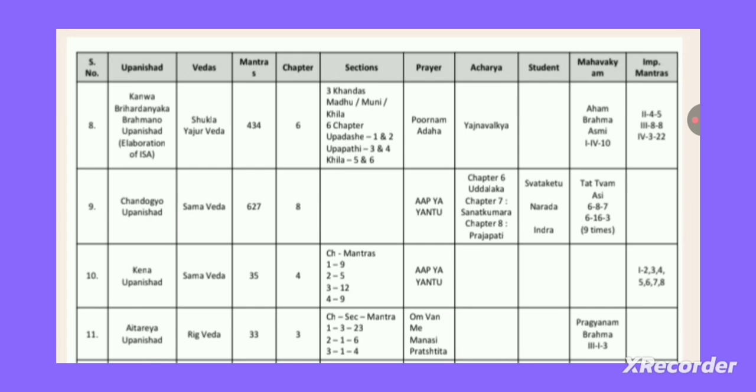And coming to the 10th Upanishad, which is Kena Upanishad. Kena Upanishad is also from Samaveda, and this is a very simple Upanishad. In total, it has 35 mantras divided into 4 sections. And this Upanishad explains what is that power behind my eyes, body, mind, tongue and ears.